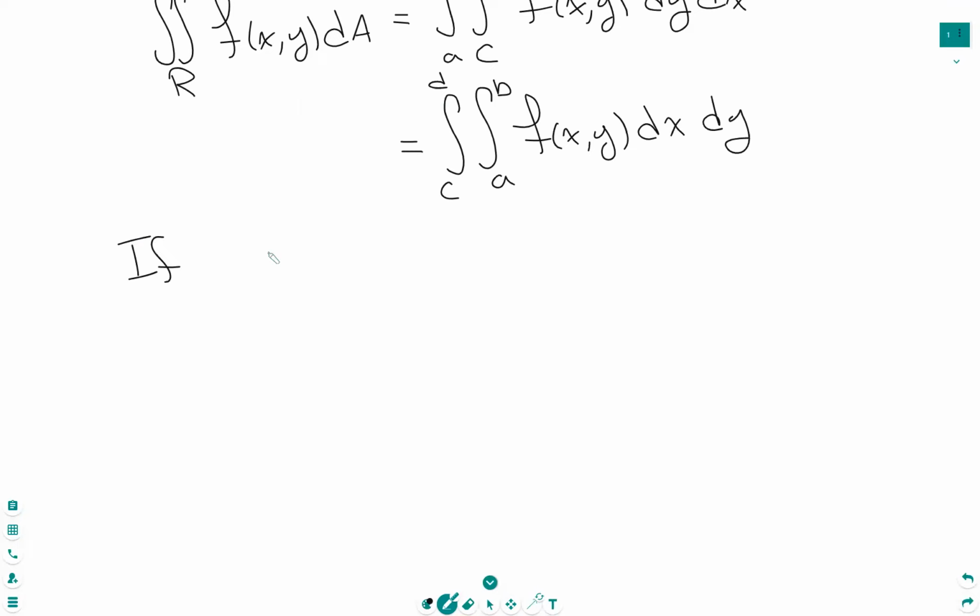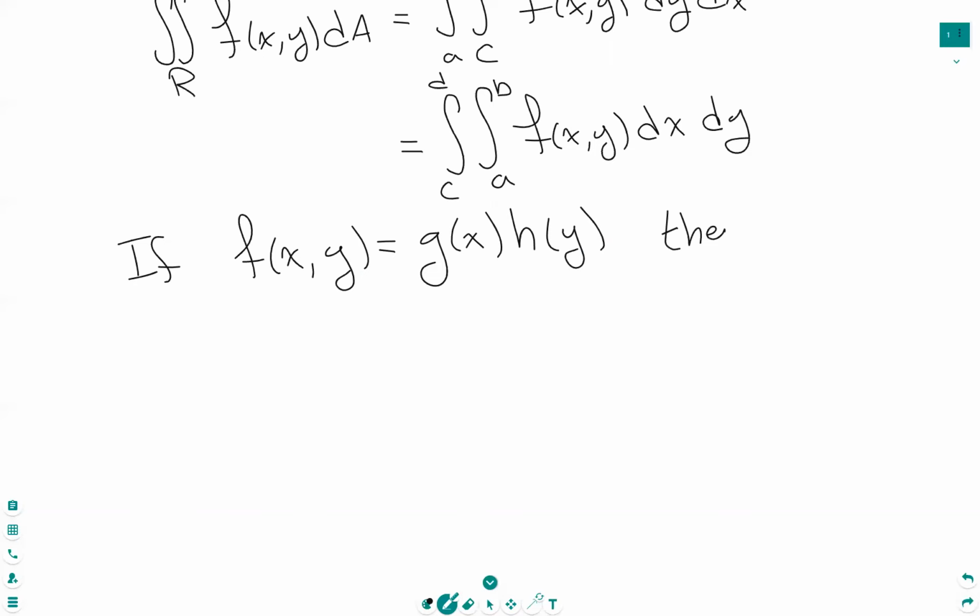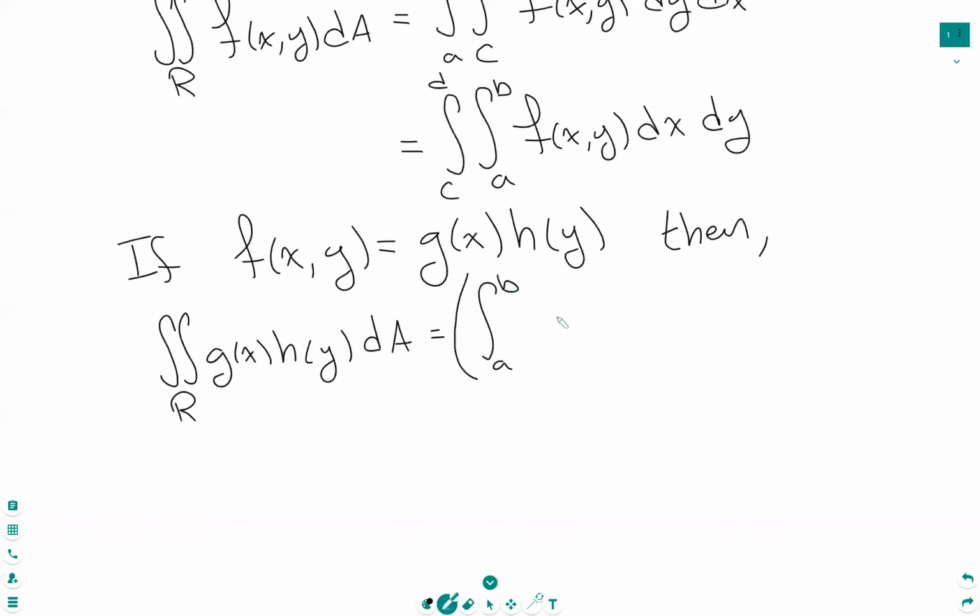So continuing, if f of x and y is equal to some function of x times some function of y, then the double integral over the region R of g of x and h of y dA is equal to the integral from a to b of g of x dx times the integral from c to d of h of y dy. And it's just the product of these two integrals.